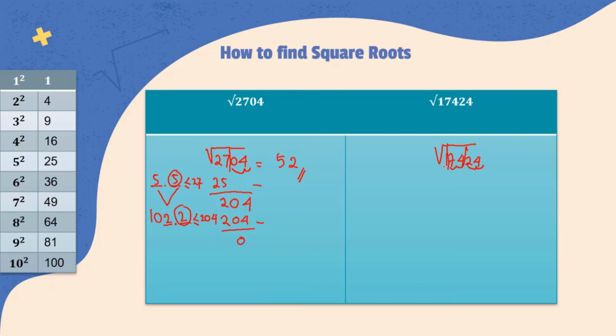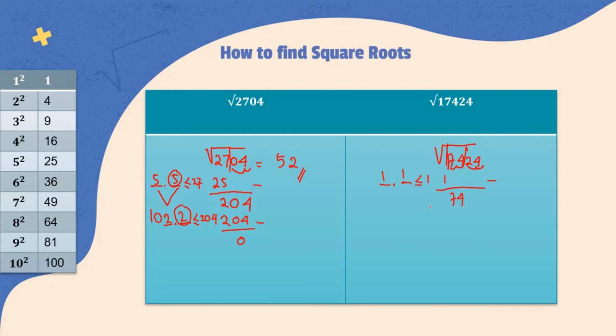For the front number, which is 1, we have to find a number. What number times itself is less than or equal to 1? It's 1, right? 1 times 1 is equal to 1. You put it right here, you subtract 1 minus 1 is equal to 0. You don't need to write it down here. And we bring down 74 right here.